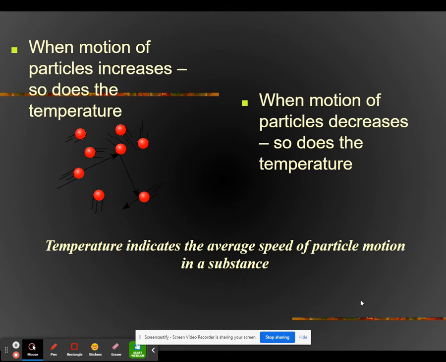There's two kind of no-duh statements up there. The first is when the motion of particles increases, so does temperature. Kind of just makes sense. And the second is the inverse. When the motion of particles decreases, so does temperature. So motion and temperature are directly related. When motion goes up, temperature goes up. When motion goes down, temperature goes down. And when temperature goes up, motion goes up. And when temperature goes down, motion goes down.